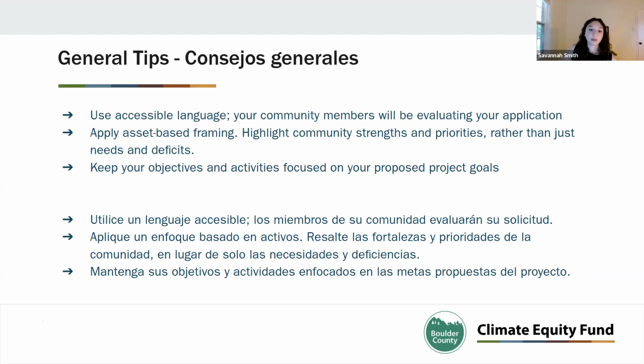We would also like you to apply asset-based framing, really highlight community strengths and priorities, rather than only focusing on needs and deficits. Keep objectives and activities focused on your proposed project goals. You don't need to include details that are not relevant to your project. Most of the sections only have 200 to 300 words max for tier 1. So you really have to keep it focused.